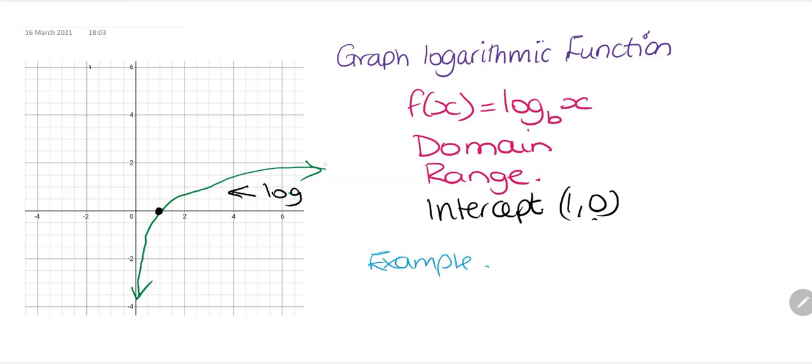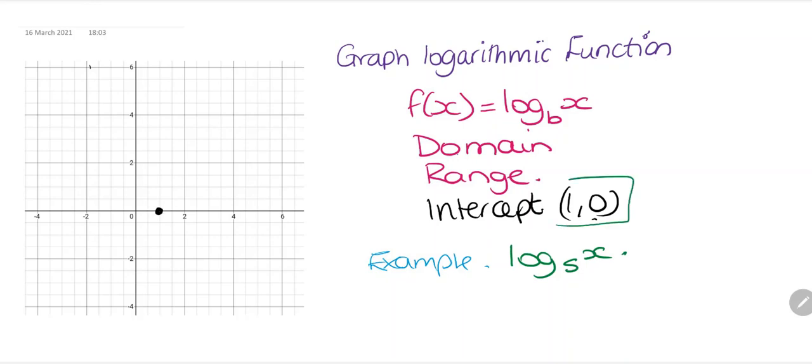So if I had log base 5 of x, there's going to be this point here, which we know is the intercept for all our graphs. We're going to have a point for 5, and it's going to be 5, 1. So we'll have a point here at 5, 1.